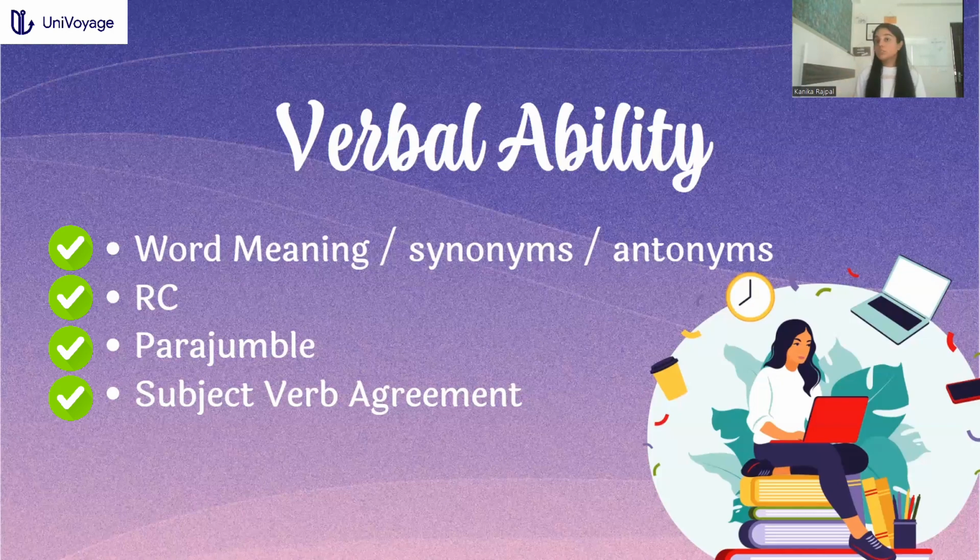There are just certain rules that you need to know. That's about it. You don't even need a lot of practice. Just go through some examples and you'll be good to go. Right, now parajumble. That's going to be our last topic for today.